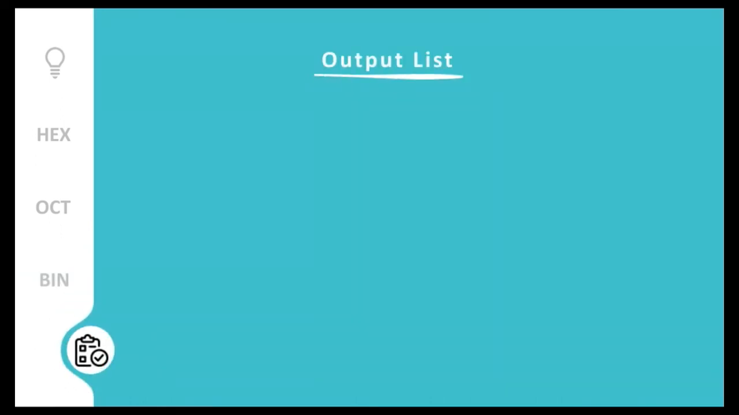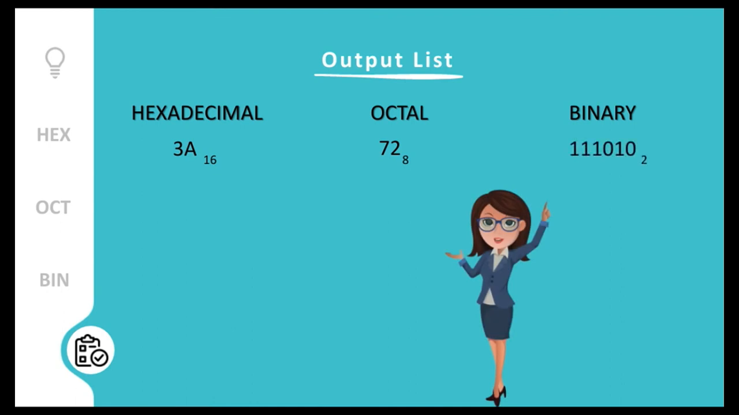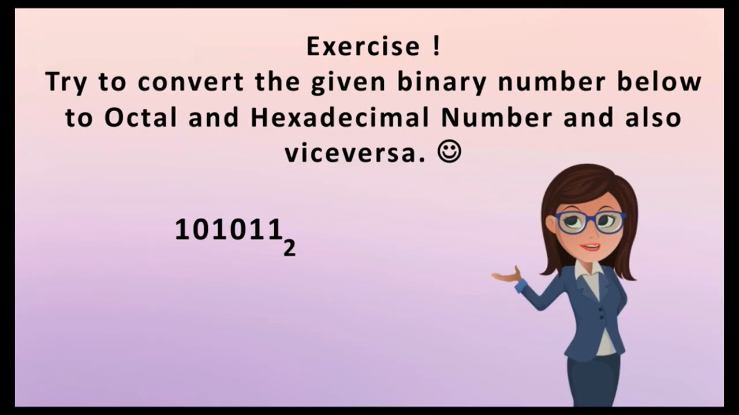Let's now list all the converted numbers from hexadecimal to octal and to binary. The hexadecimal 3A is converted as 72 in octal number. From octal number 72 it is converted as 111010 in binary number. Now try to convert the given binary number below to octal and hexadecimal number and also vice versa.